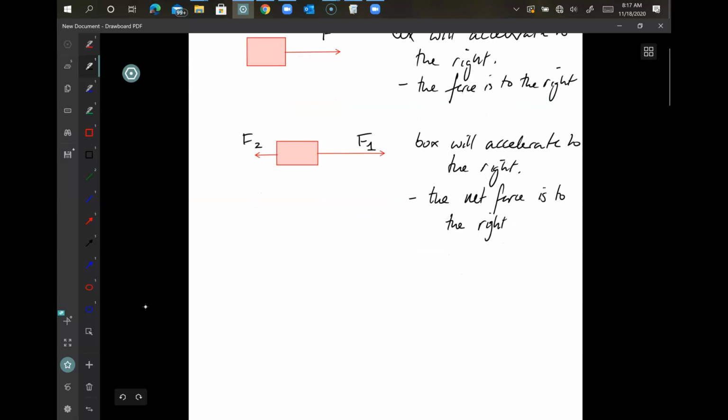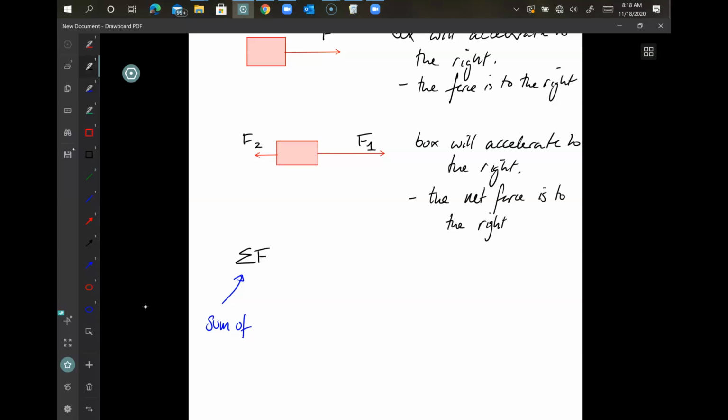We can express that mathematically. We use this symbol here, capital sigma. So sigma F means net force. Now, this sigma is used to mean sum of, right? You're used to that from math, the sum of. So sigma F, sum of the forces.